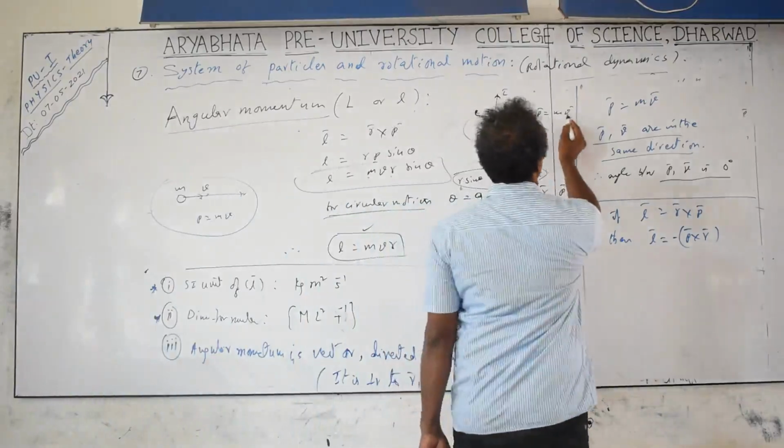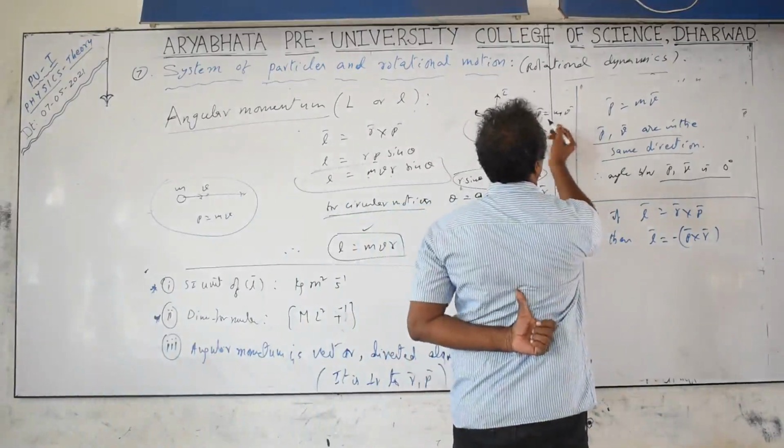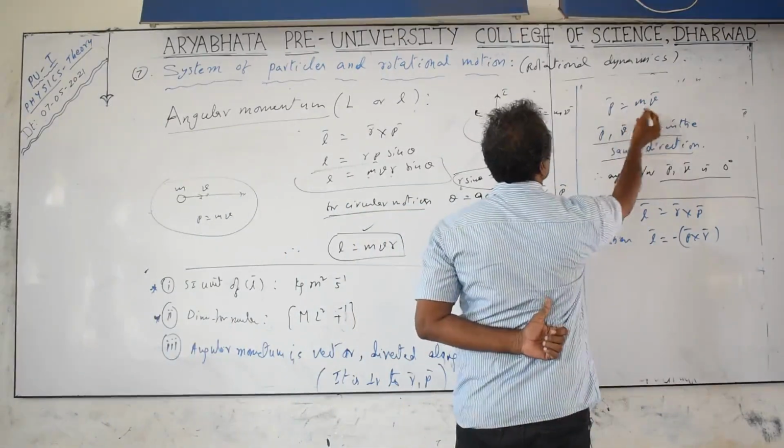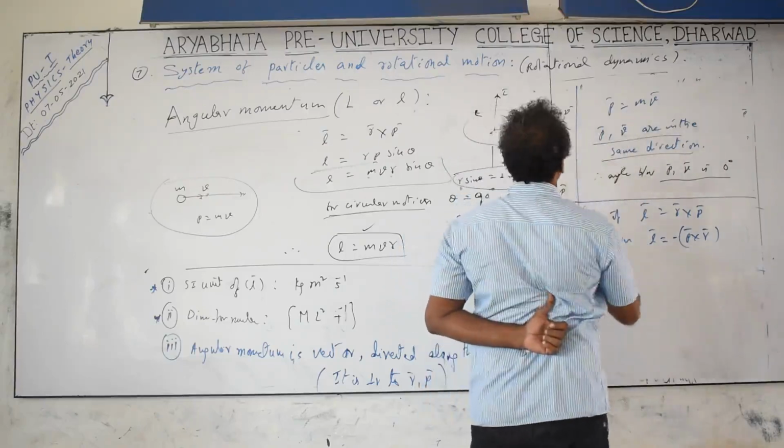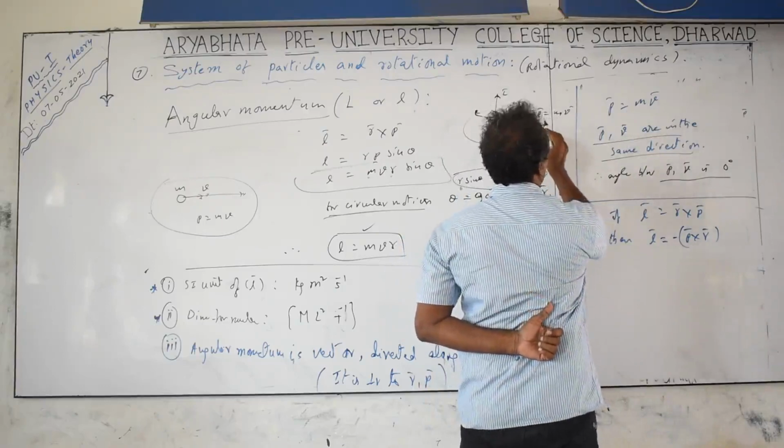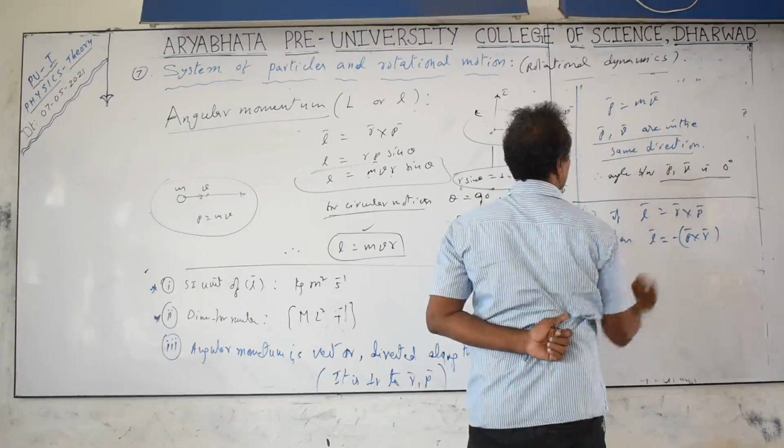What about P? P equals mass into velocity. Mass is a scalar only, with no direction. So momentum and velocity are always in the same direction, that is along the tangent to the circle, and the angle between P and V will be 0 degrees.